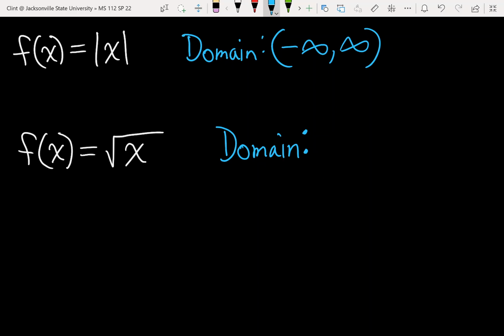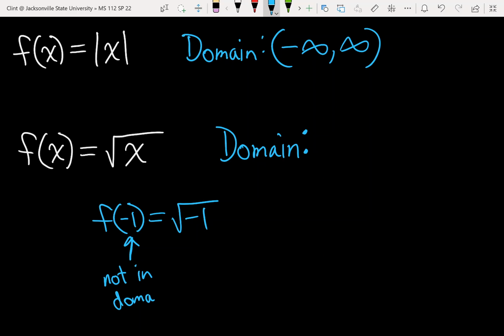What about, like, what if we did negative 1? So, if we want to take f at negative 1, we get square root of negative 1, and then what's the problem there? Yeah, that's got a negative underneath the radical, so there's not a real number whose square root is negative 1. That would give us i. So since we would get a complex number when we plug in negative 1, that means that negative 1 is not in the domain of our function.